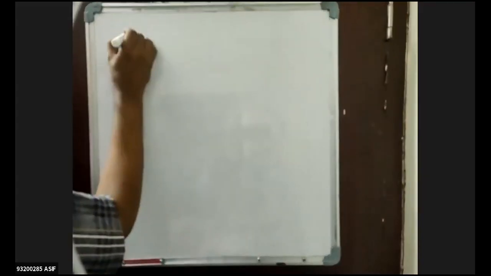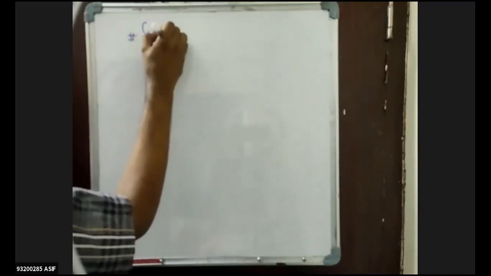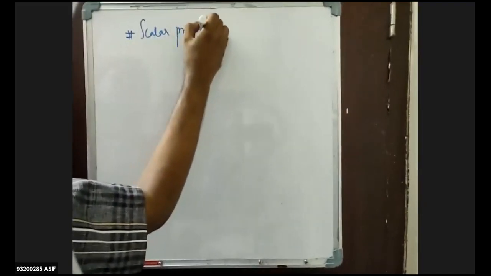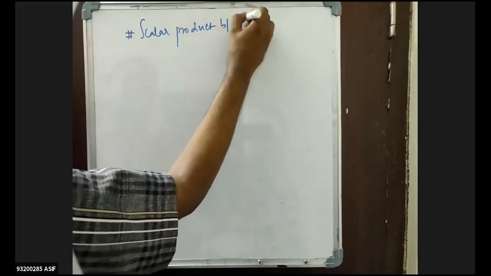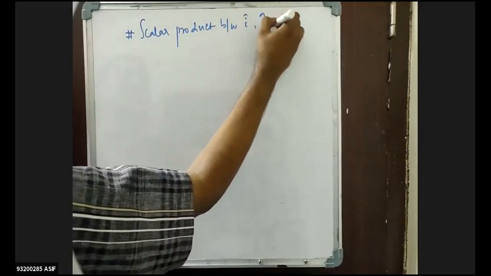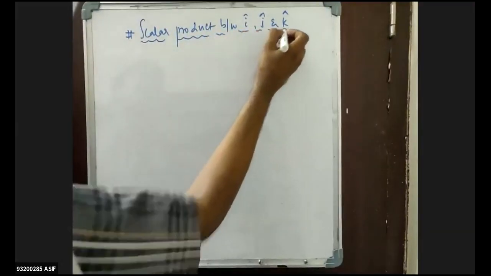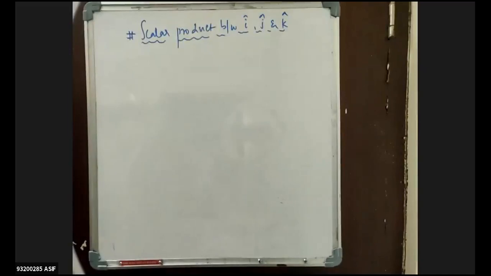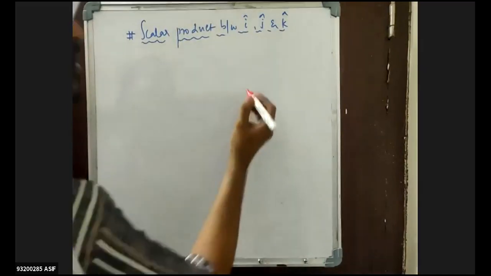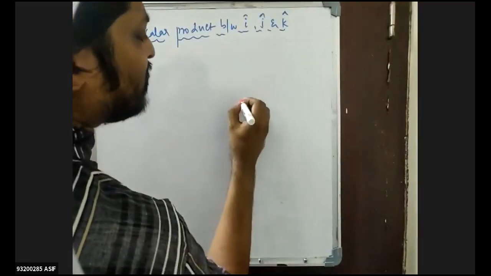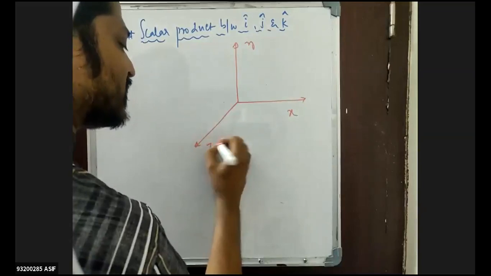Next side heading: scalar product between i, j and k. What are i, j and k known as? Unit vectors. And what is the angle between i, j and k? 90 degrees, so they are also called orthogonal unit vectors. This one is your X, this one is your Y, and this one is your Z.